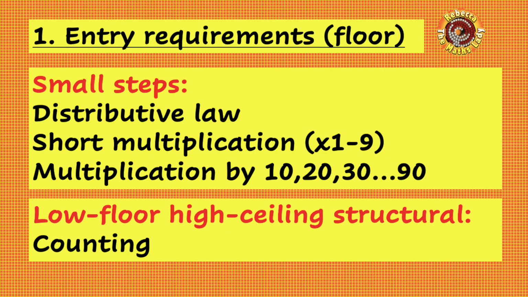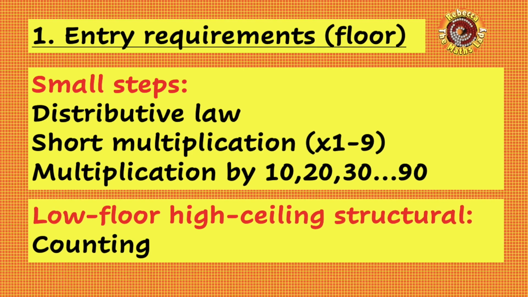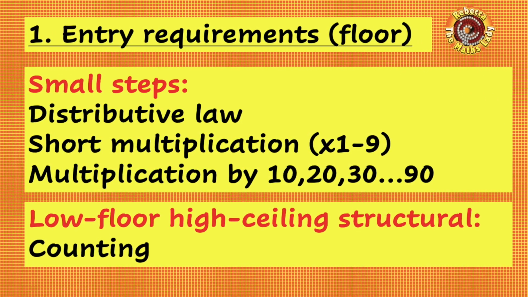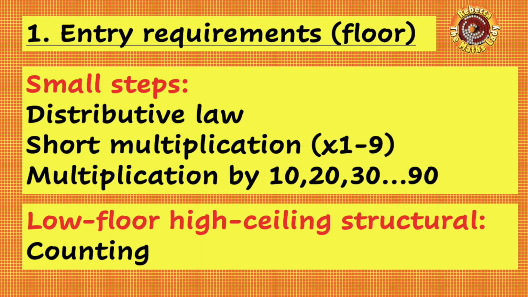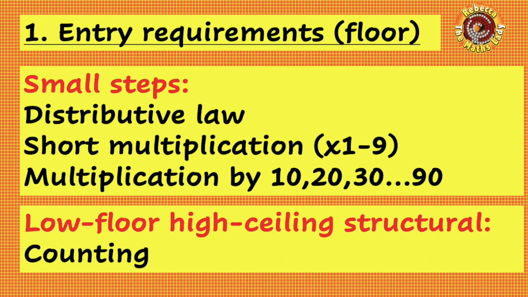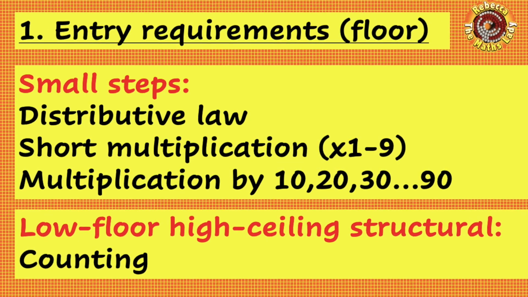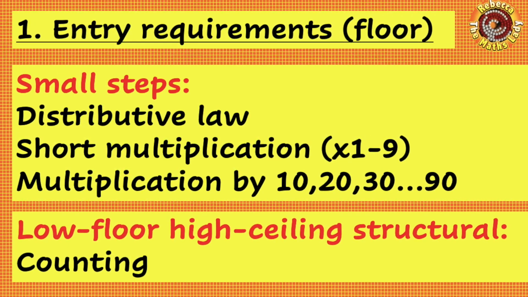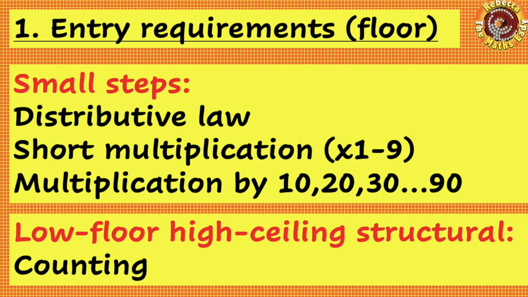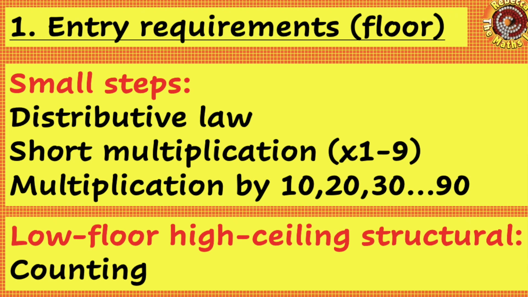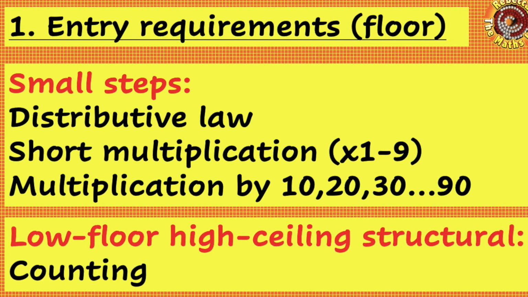So in the small steps approach, the child needed to understand the distributive law, which was splitting a multiplication in two parts and knowing that they could do each part and recombine them to find the total. It's knowing how to do short multiplication and knowing how to multiply by multiples of 10. But in the teaching method that I showed you second, all the child needs to be able to do is to count.